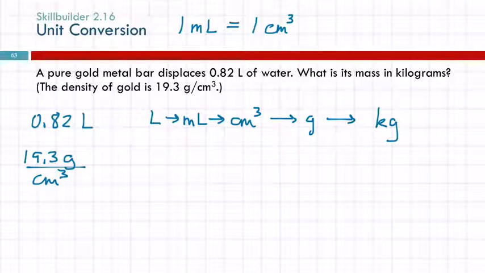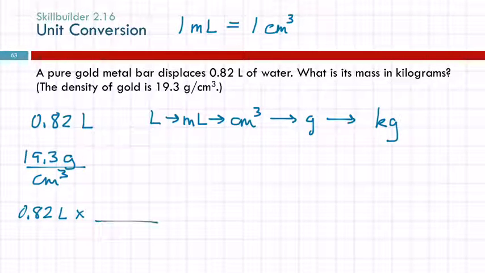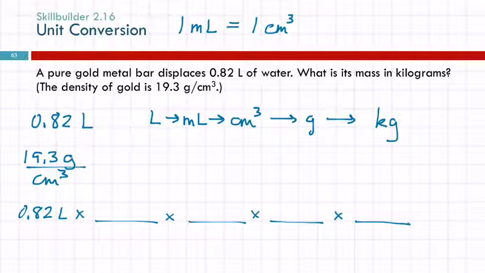I'm going to start a little lower in case I run out of room. So 0.82 liters. I have 3 arrows. I need 3 fractions. Liters. How many arrows are there? There's 4 arrows. I can't count.